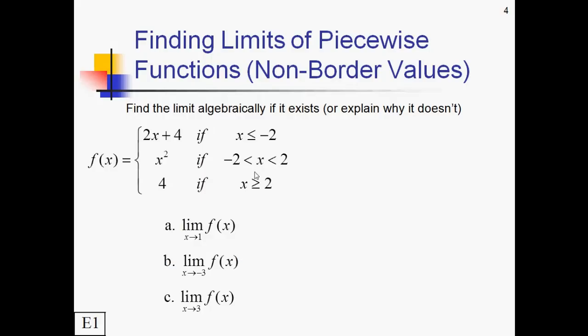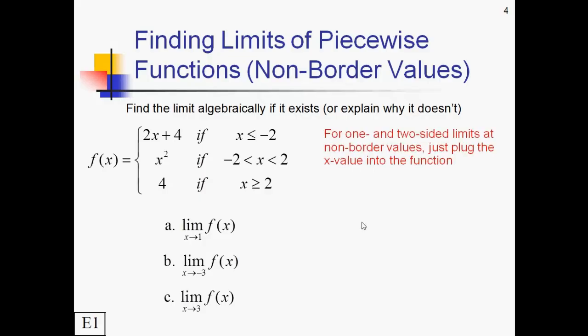If you take a look at the intervals for my piecewise function, you'll notice that 1, -3, and 3, none of them are border values. They're all squarely inside one interval or another. So to handle non-border values, since we saw that the function value and the limit are exactly the same for 1- and 2-sided limits, both of them at non-border values, we're just going to plug the x value that we're approaching into the function. So we'll do the first one together.